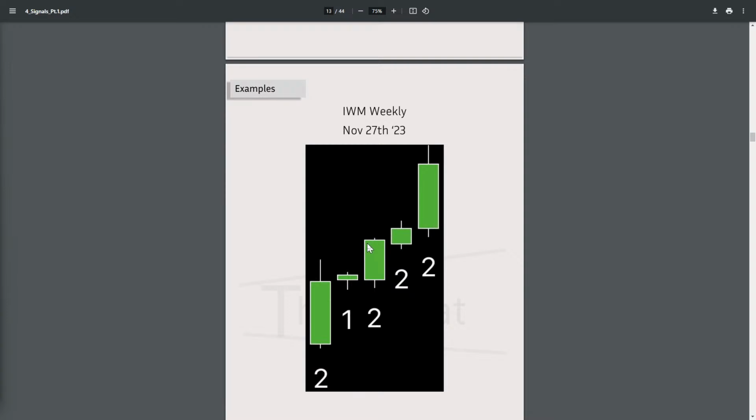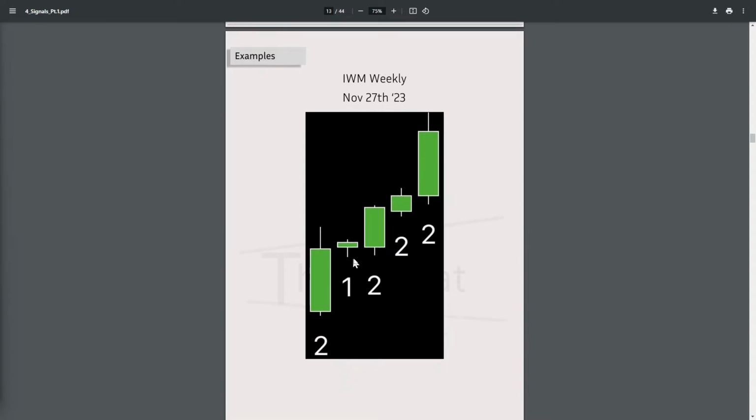This is an example of a 2-1-2 bullish continuation where the original candle was green, and then we got a new weekly flip and they stayed inside the whole week, and then we got a 2 up. So again, your entry would be long above the inside bar, and we're targeting the top of the 2.